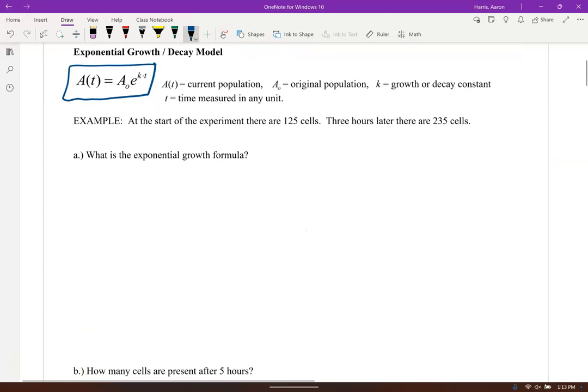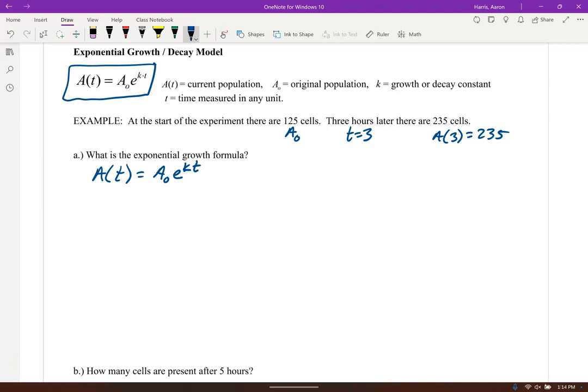So this one says, at the start of the experiment, we have 125 cells. So that's A sub 0, the current original population. 3 hours later, there's 235. So A of 3 ends up being 235. Let's go ahead and write this scenario and solve for the growth rate, k.